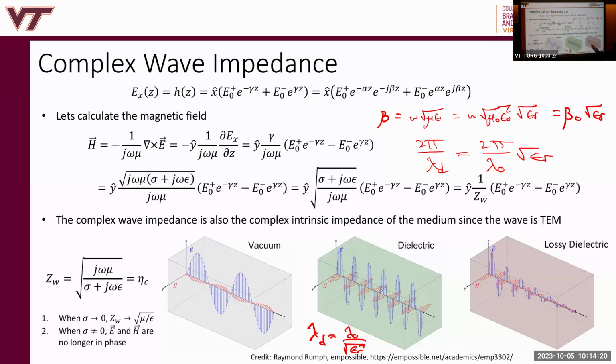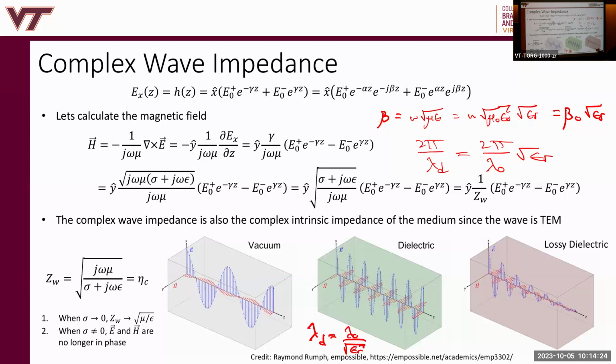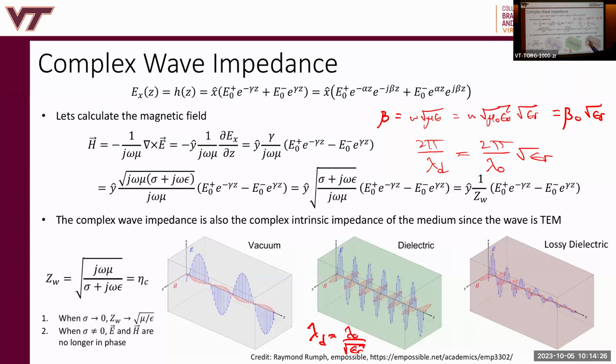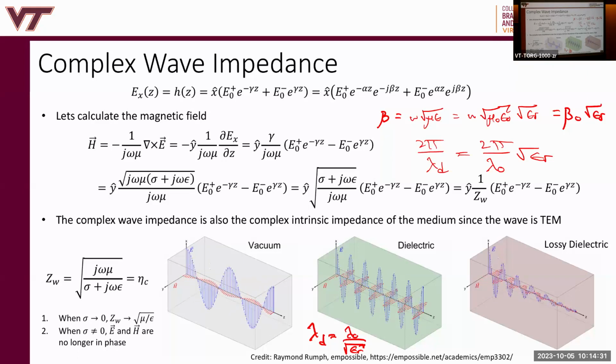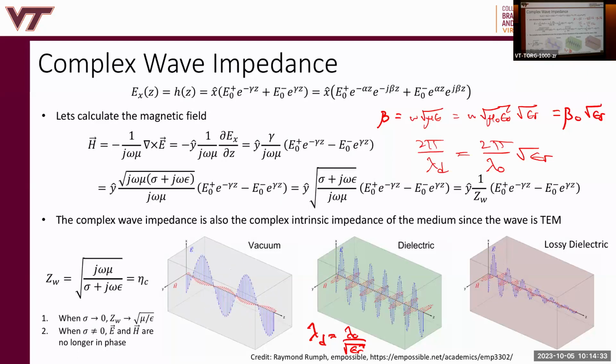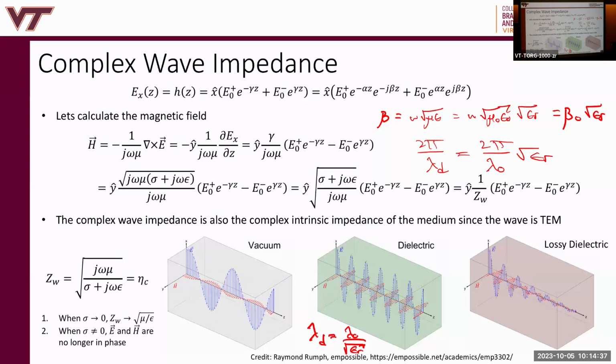But anyway, here, this is a lossy dielectric, right? So in a lossy dielectric, we have the same situation as here, except now we have e to the minus alpha z, right? It decays. What else do we expect in this plot? Probably hard to see.